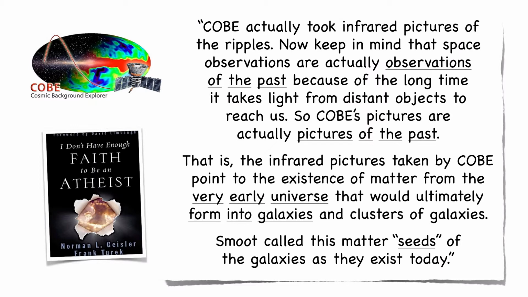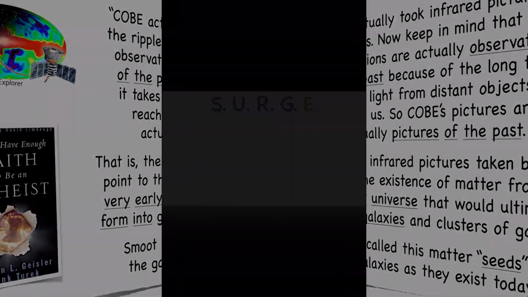That is, the infrared pictures taken by COBE point to the existence of matter from the very early universe that would ultimately form into galaxies and clusters of galaxies. Smoot called this matter seeds of the galaxies as they exist today.